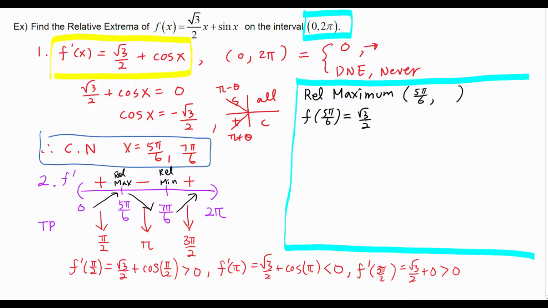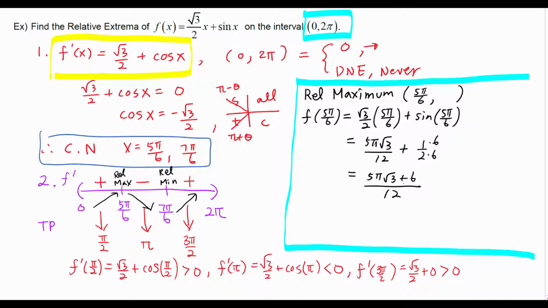That will be radical 3 over 2 times x. My x is 5 pi over 6, plus sine of 5 pi over 6, which is equal to 5 pi radical 3 over 12 plus sine of 5 pi over 6, which is 1/2. So have a common denominator, 12, by multiplying top and bottom of 1/2 by 6. So your relative maximum is 5 pi radical 3 plus 6 over 12. So my relative maximum is 5 pi radical 3 plus 6 all over 12.